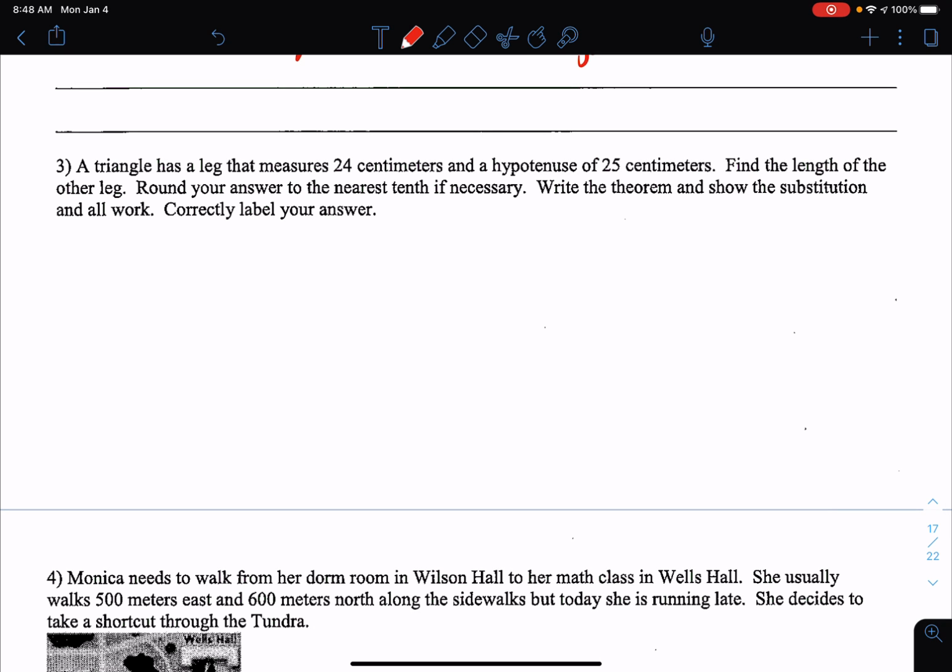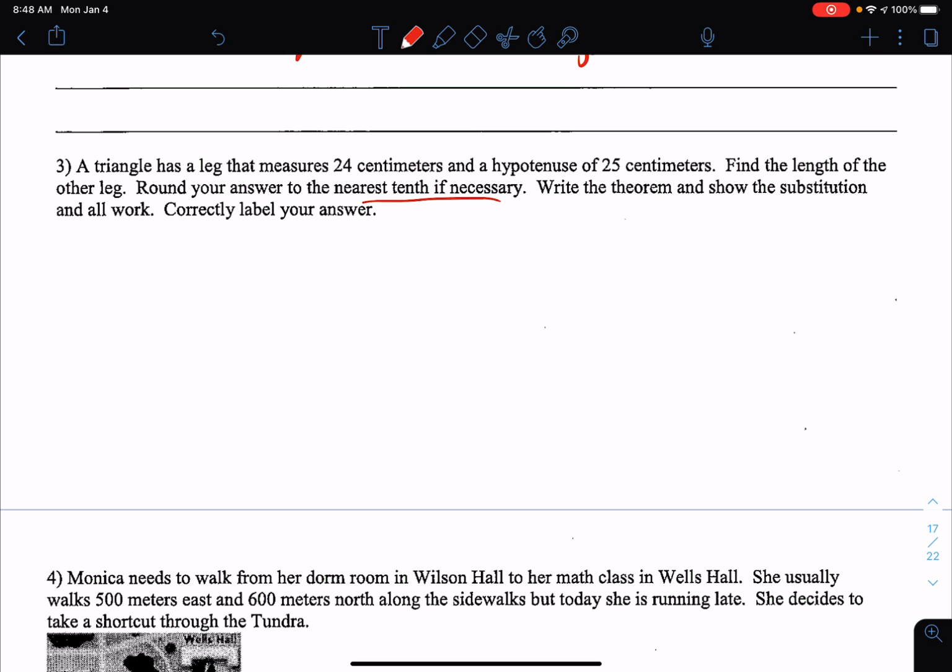So this one says a triangle has a leg that measures 24 centimeters and a hypotenuse of 25 centimeters. Find the length of the other leg. Round your answer to the nearest tenth, so there it tells you what to round to, if necessary, and write the theorem and show the substitution in all work.